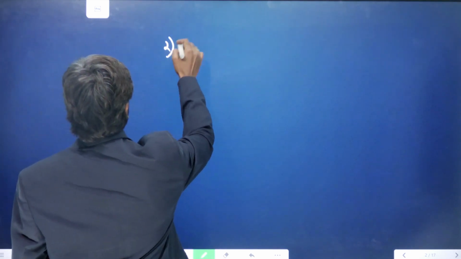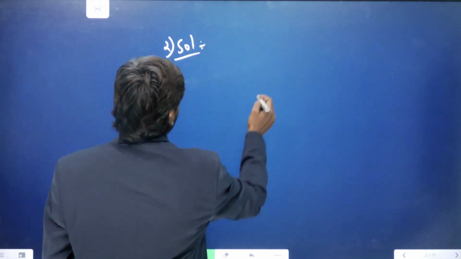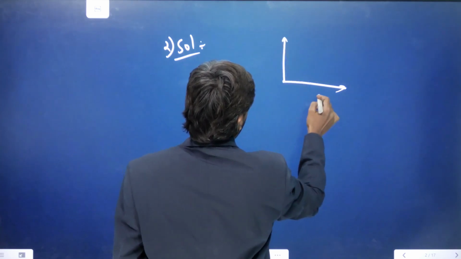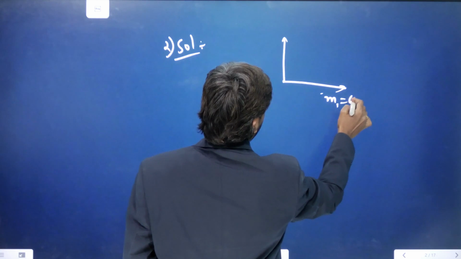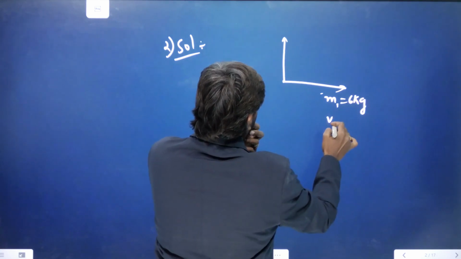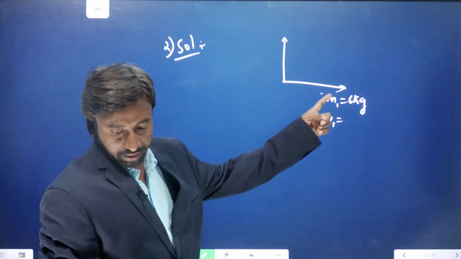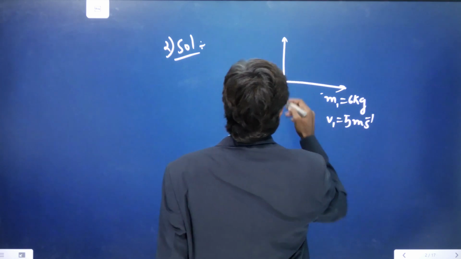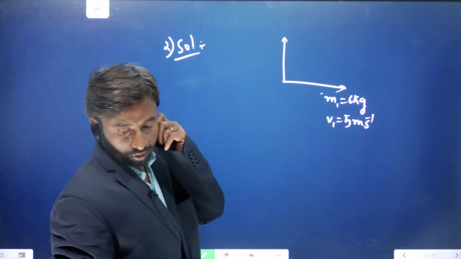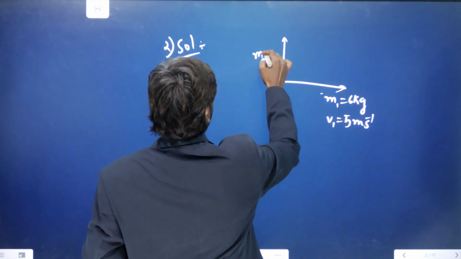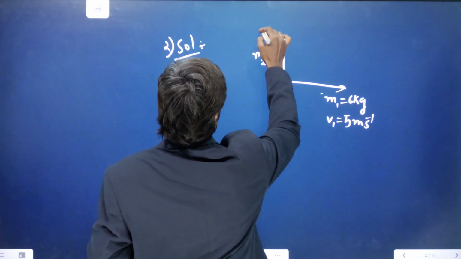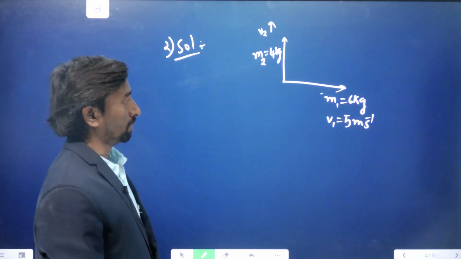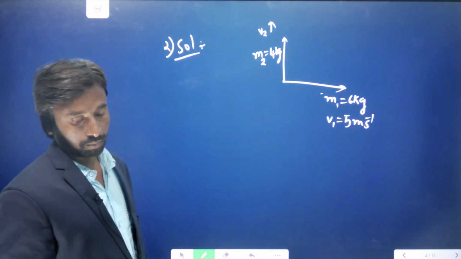So here the second one is given like this. Two bodies of mass 6 kg and 4 kg. The 6 kg mass, let us consider that as M1, is moving with velocity V1 in the eastern direction, 5 meter per second. And in the northern direction, the M2 mass of the body is 4 kg, moving with speed V2 along the north direction. Then we should find out the velocity of the center of mass.